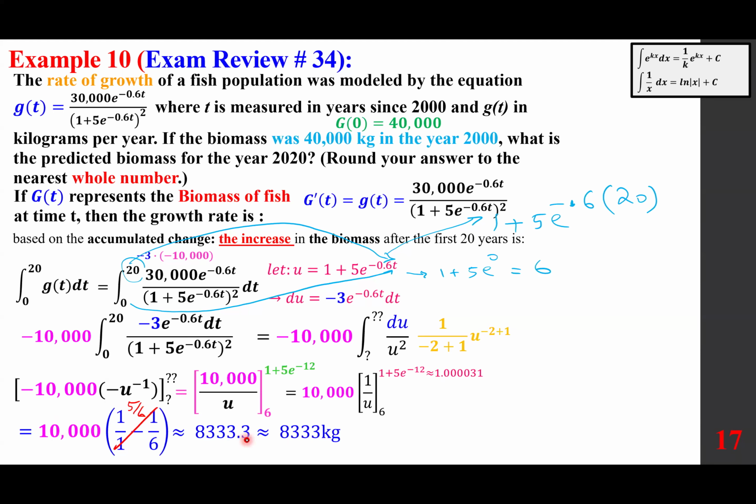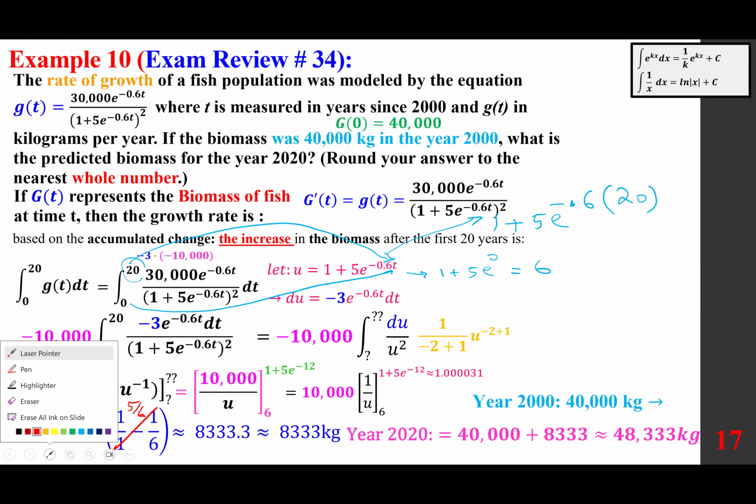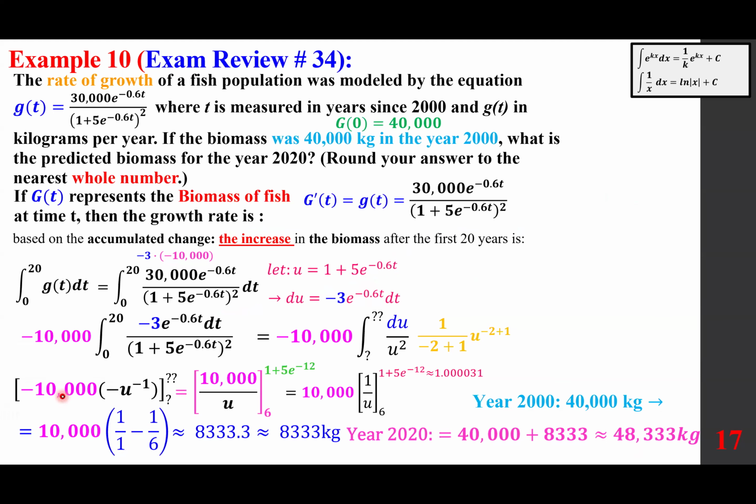And what about the initial value? It will be added to this number to give us the year 2020. The sum is 248,333 kilograms. That would be the biomass. The second method, and we've done this before for a similar question which didn't need substitution.